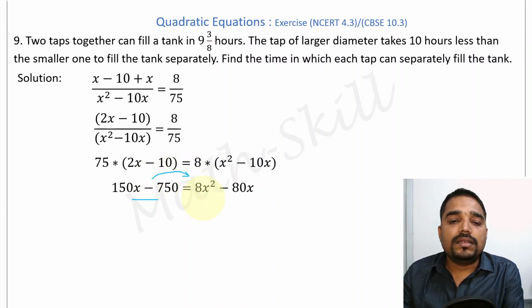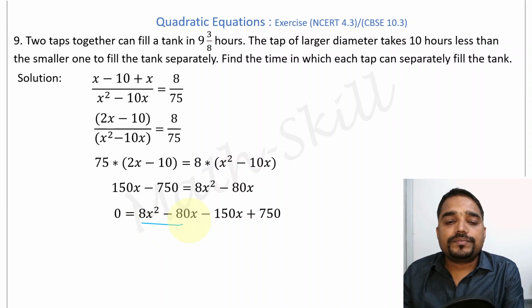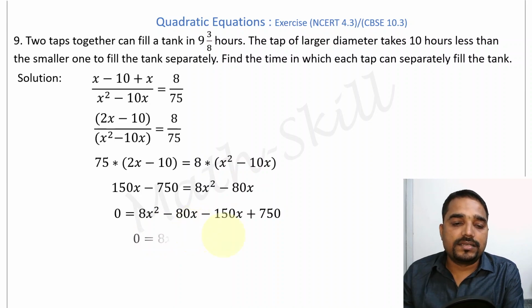That is, the terms of RHS would remain as they are. On LHS I would be left with 0 is equal to 8x square minus 8x would remain as it is, whereas plus 150x would become minus 150x, minus 750 would become plus 750. Now 8x square would remain as it is in the next step, whereas minus 80x and minus 150x are like terms, so they would get added and we would be getting minus 230x plus 750 as it is.